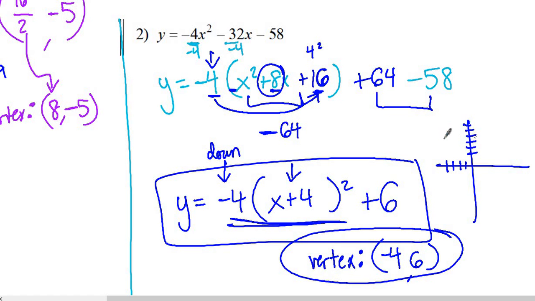So let me see, did I count that correctly? I think so. So there's the vertex. We know it's going to open down. All we need to do is just pick a point to the right and to the left of that. So let's just do that real quick. So we have negative 4. Let's pick negative 3 and negative 5.